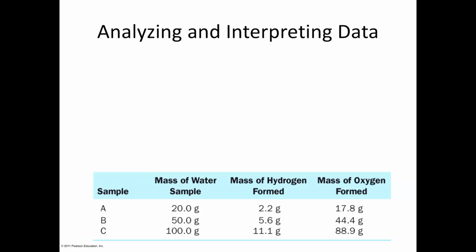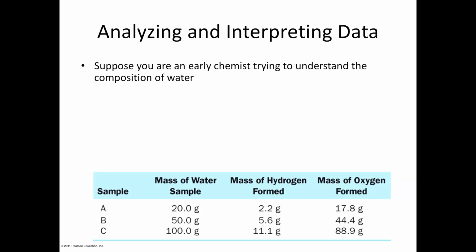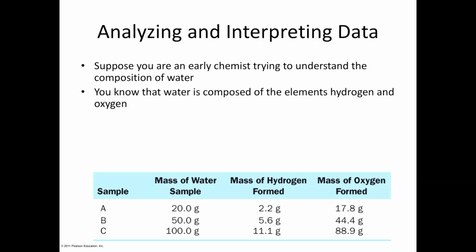Analyzing and interpreting data is something that's really crucial in chemistry, because you do a lot of experiments and you look at a lot of different numbers, and the way that we look at the numbers and analyze them is important to understanding what's going on. So suppose you're an early chemist trying to understand the composition of water. You know that water, H2O, is made up of 2 hydrogens, because there's a 2 here, plus an oxygen.